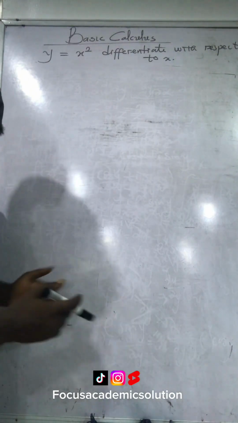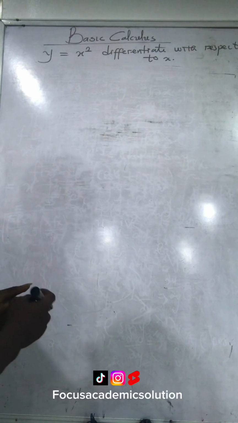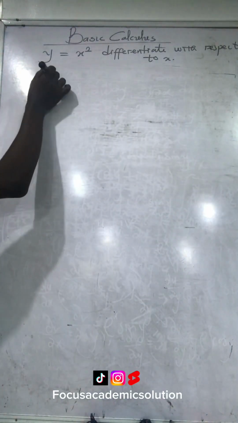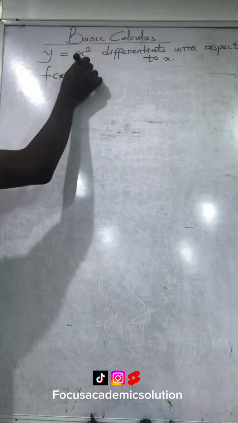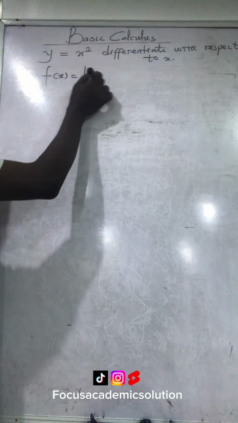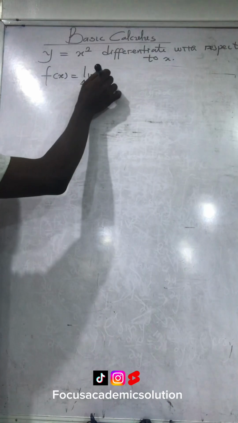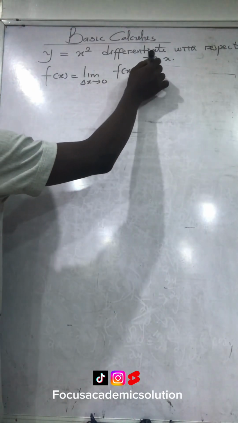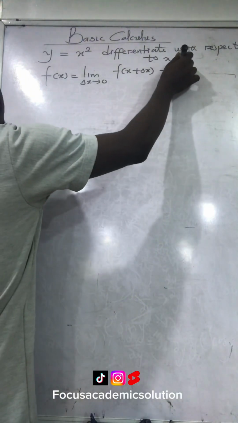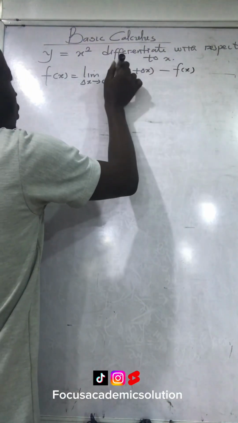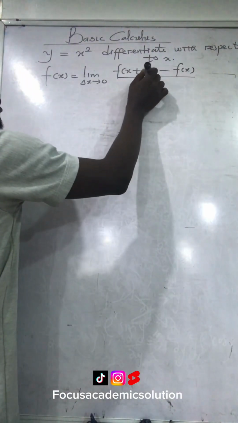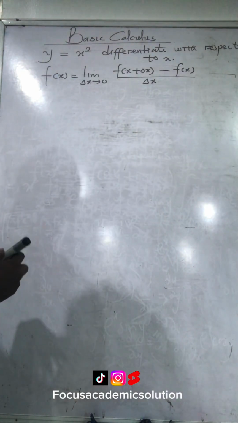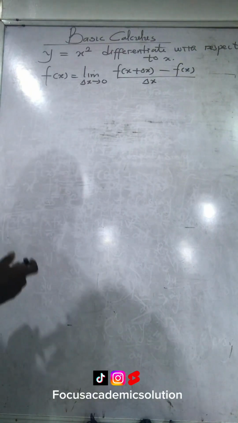The first thing we'll be doing: there is a general equation used in solving first principle that I'll be writing on the board. So we have f'(x) equals the limit as change in x approaches 0 of f(x plus change in x) minus f(x), all over change in x. This is an equation we should know. This will be easy.